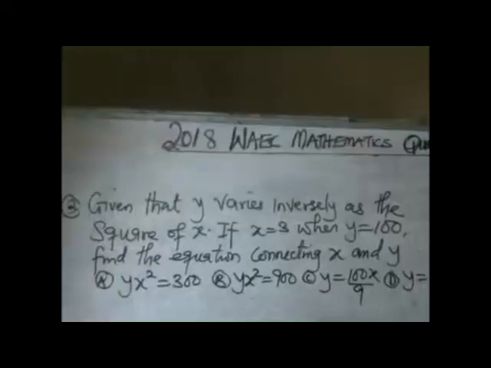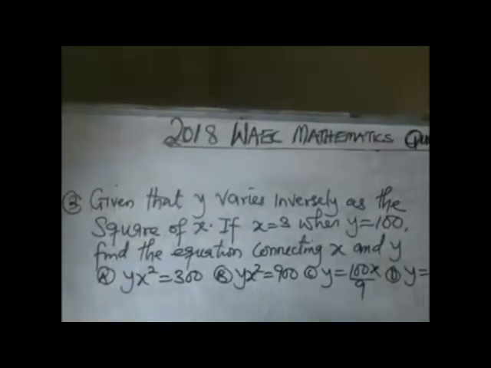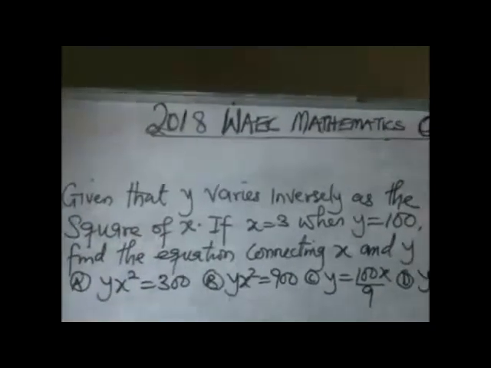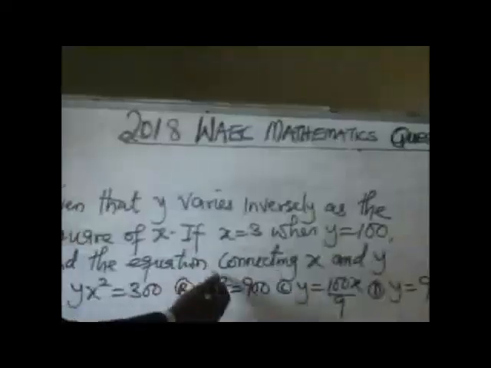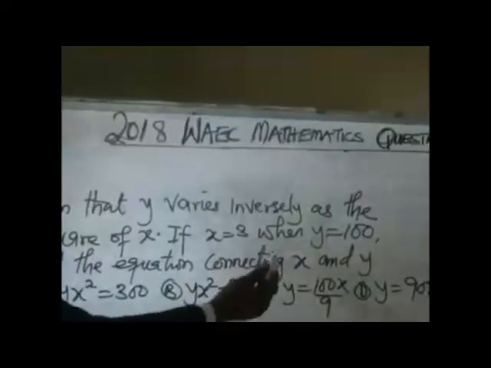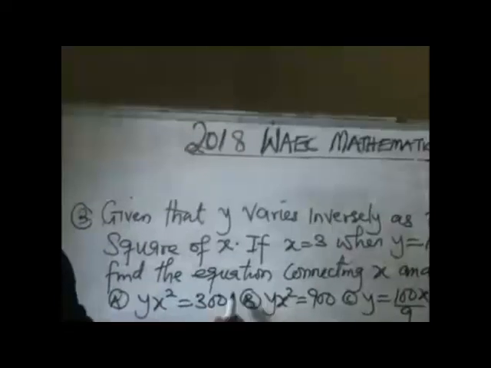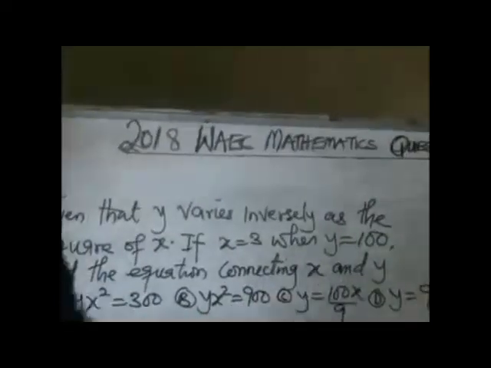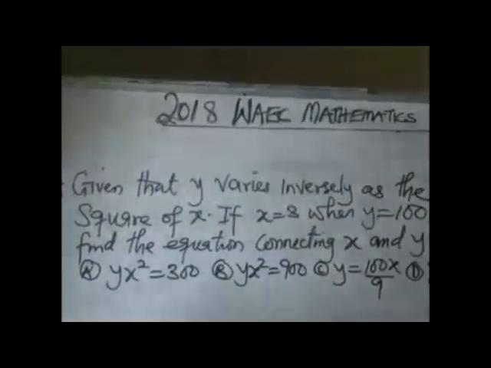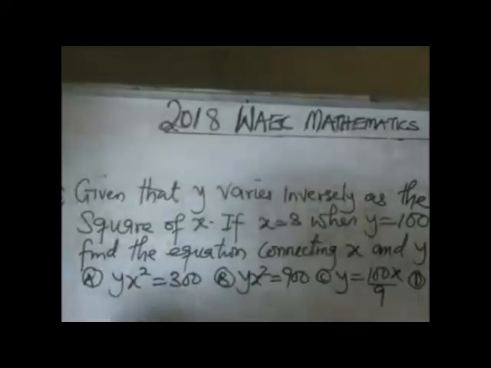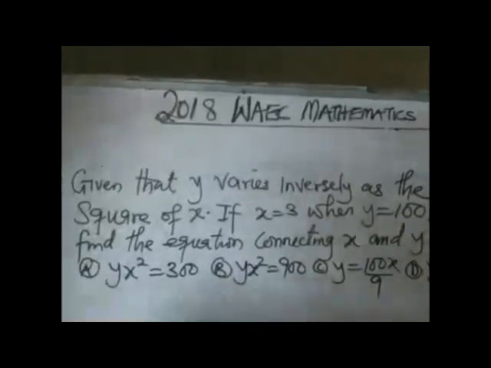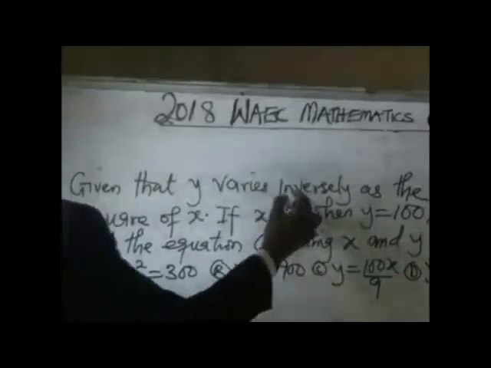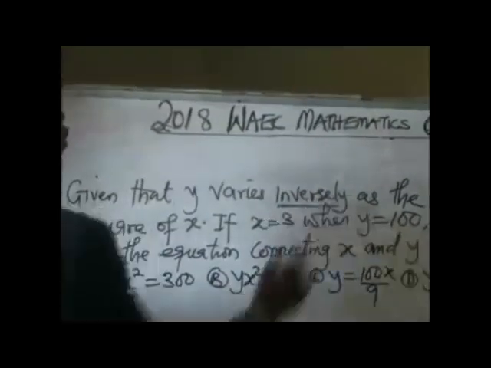So this is question 3 of the 2018 WAEC mathematics questions. It says, given that y varies inversely as the square of x, if x is 3 when y is 100, find the equation connecting x and y. This topic is variation. In mathematics, we have 4 types of variation: the direct variation, the inverse variation, the joint variation, and the partial variation. And as you can see from this question, this is an inverse variation.